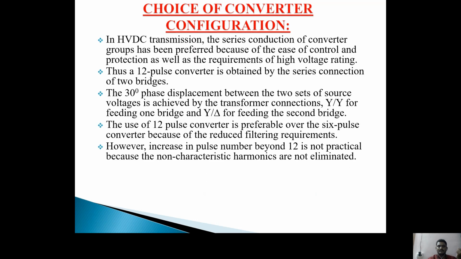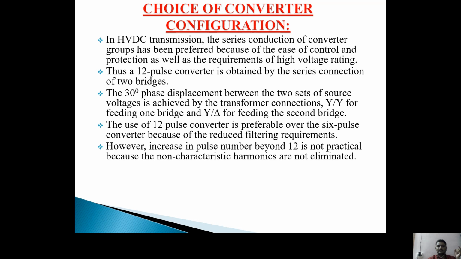In HVDC transmission, the series connection of converter groups has been preferred because of the ease of control and protection as well as the requirements of high voltage rating. Thus a 12 pulse converter is obtained by the series connection of two bridges.